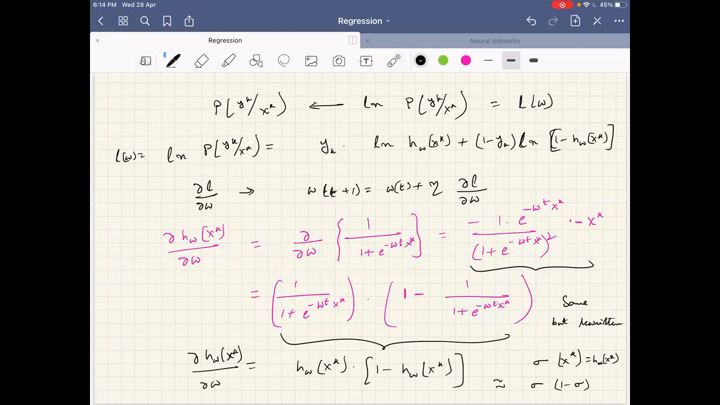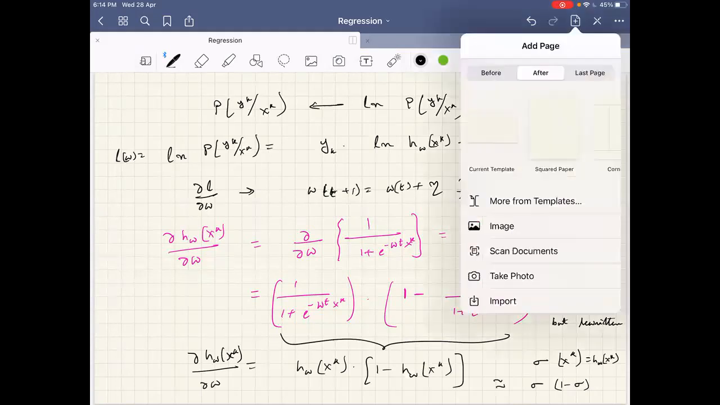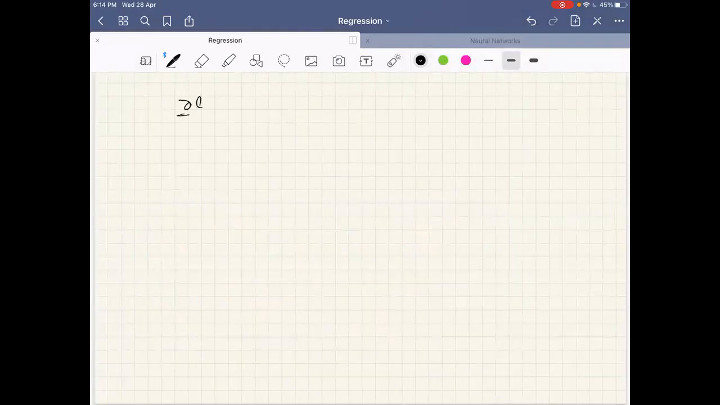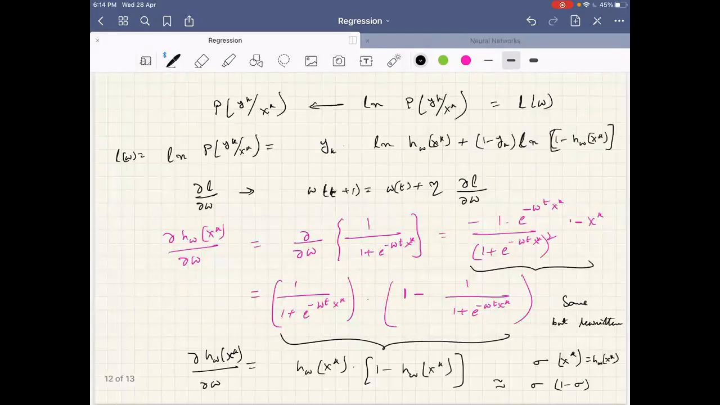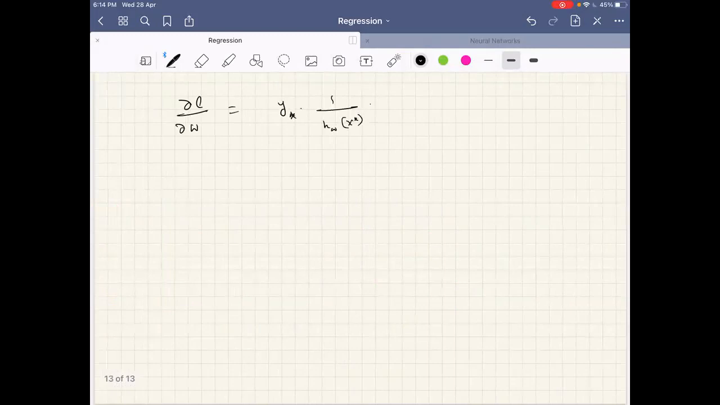So now, given this small derivation, let us see what the derivative dou L by dou W will be. So dou L by dou W, when we want to find, yk into 1 by hw of xk, because as you can see here, it is ln of hw of xk, into the internal derivative, that is hw of xk into 1 minus hw of xk. I suggest you do it again yourself. I'm just directly writing the terms.